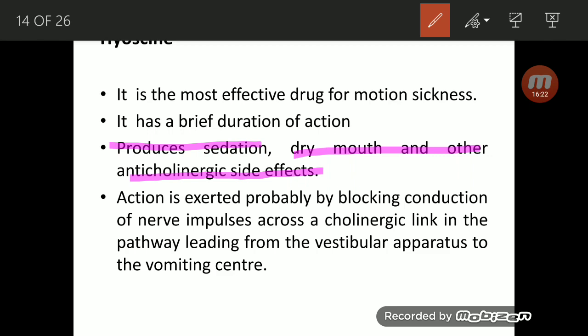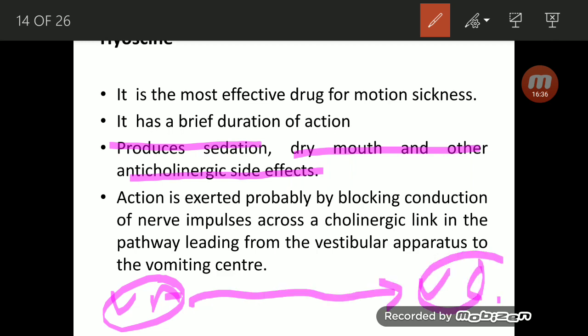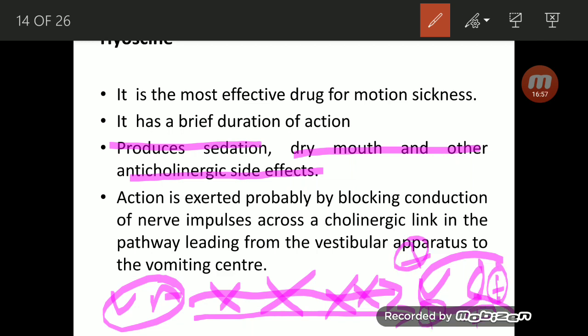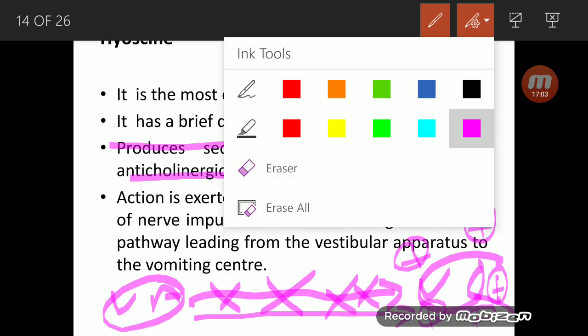So the main mechanism of how it stops emesis is this: you have your vestibular apparatus, the sensory system present in your ear, and this has to send impulses to your vomiting center. What hyoscine does is it blocks the conduction of nerve impulses across the cholinergic link. Since it blocks the conduction, your vomiting center does not get any impulse whenever you are under motion, so you do not get any vomiting.